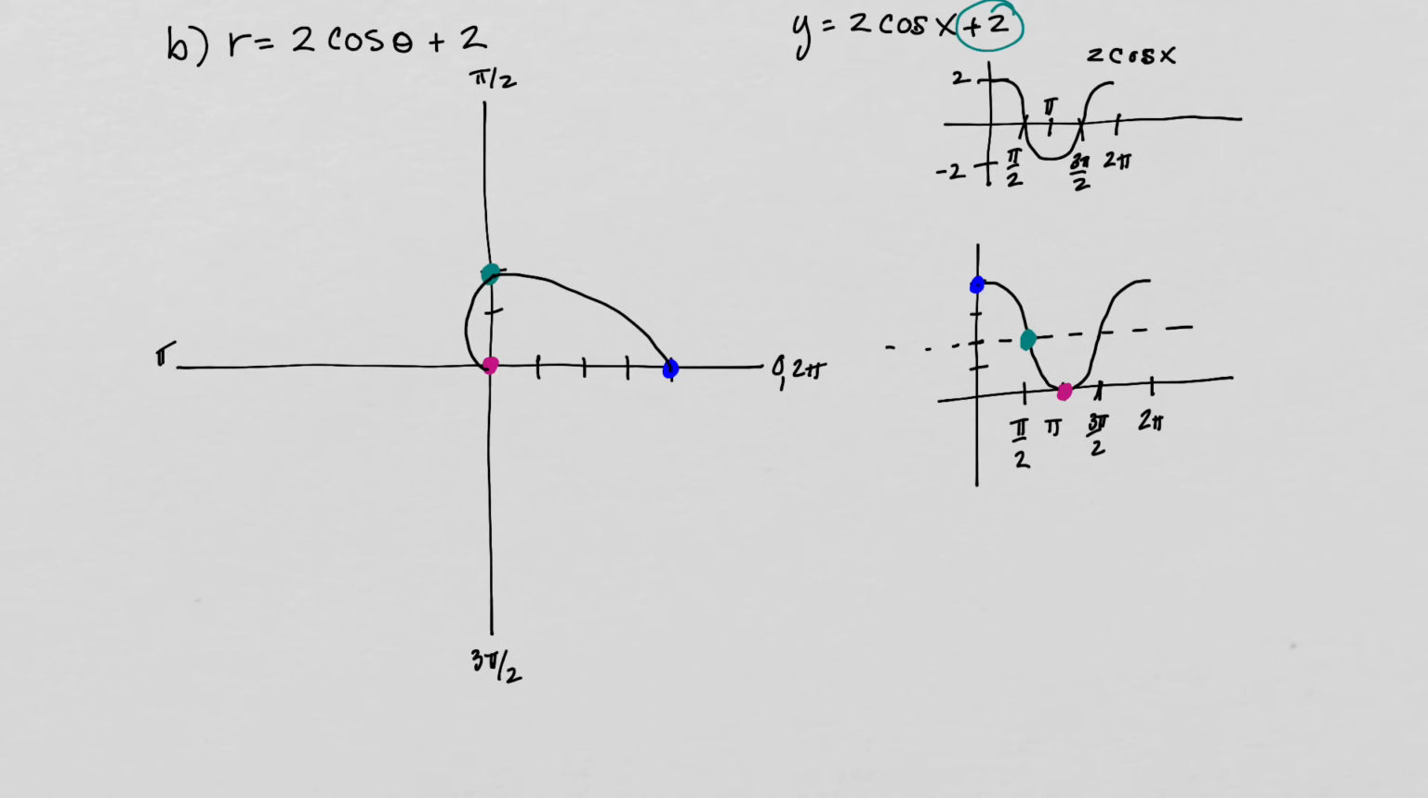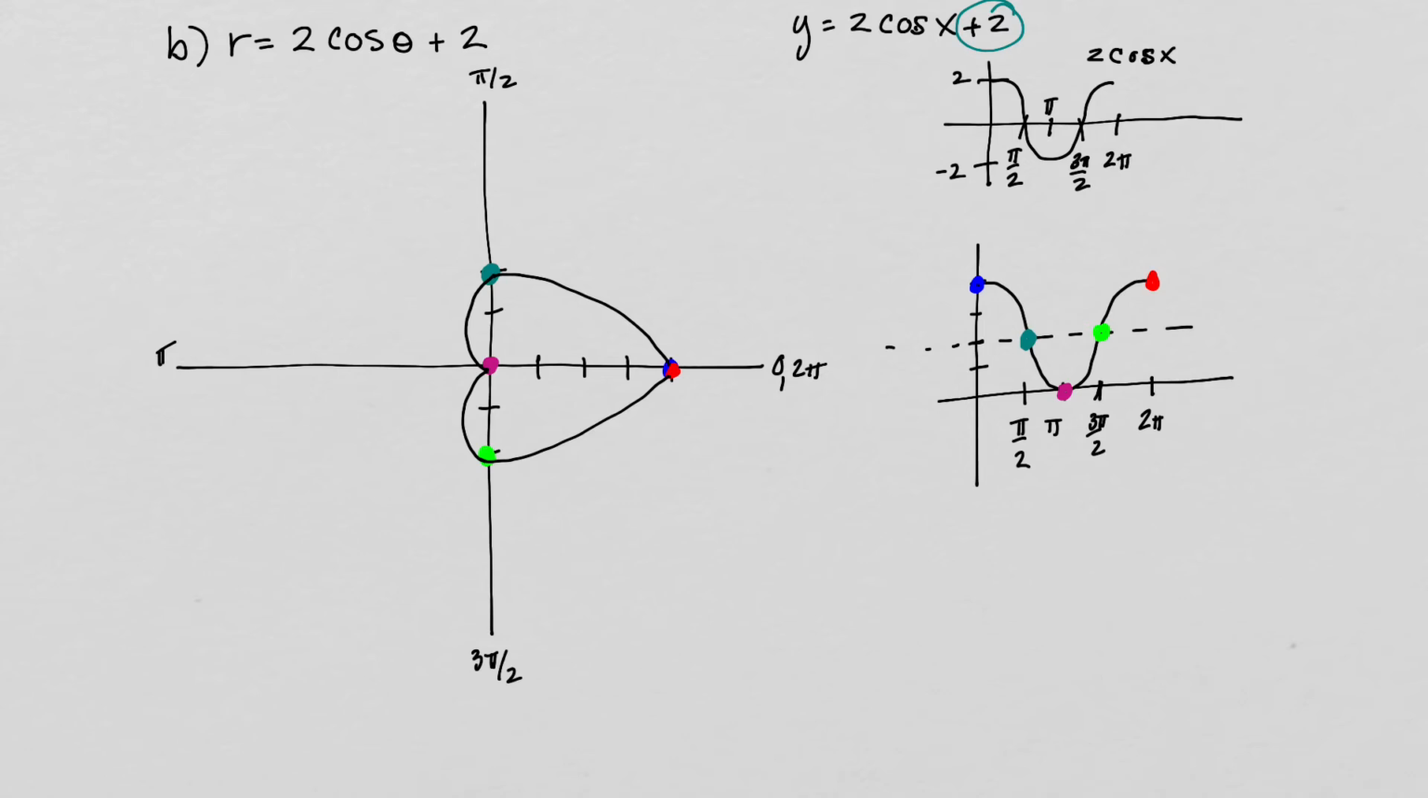And then the lime green dot here. So we're going to go on to the 3 pi over 2 spoke. And we have to go out 2. So my lime green dot is going to end up here. And sure, we'll do a red dot. So my last dot here, we're going to be on the 2 pi spoke and back out a distance of 4. So we're going to go back to where we started.